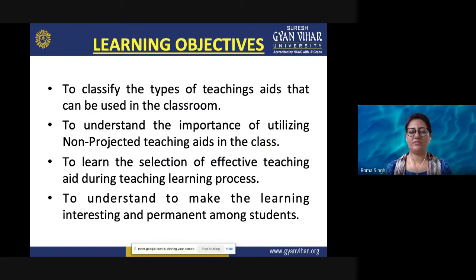The learning objectives for today's class are to classify the types of teaching aids that can be used in the classroom. So we have seen the classification, how teaching aids are classified in various forms. To understand the importance of utilizing non-projected teaching aids in the class, how we can utilize them. To learn the selection of effective teaching aids during the teaching learning process, and to understand how to make the learning interesting and permanent among students. So these are all the objectives which need to be completed today in our class.